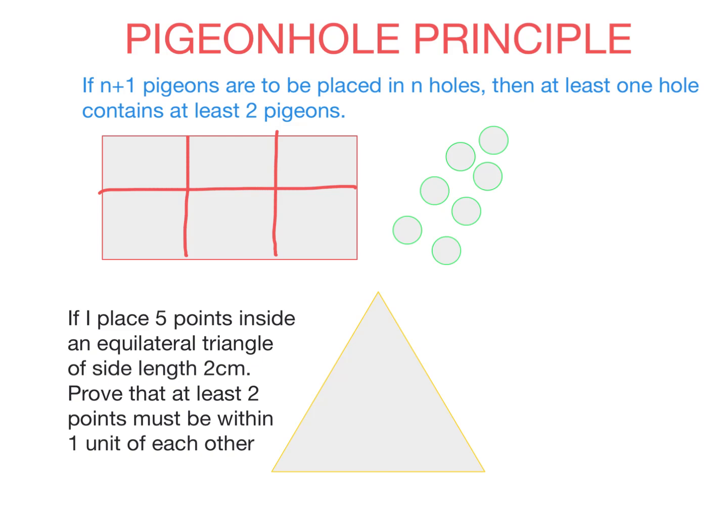Thank you so much for tuning into this video in which we will look at the pigeonhole principle, which says if n plus 1 pigeons are to be placed in n holes, then at least one hole contains at least 2 pigeons. So to illustrate this, here I have 6 pigeonholes, and over here these represent 7 pigeons.